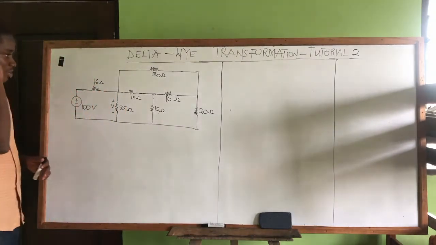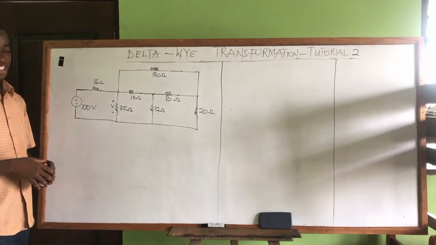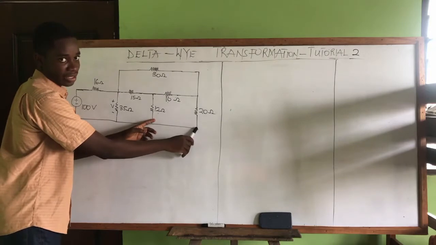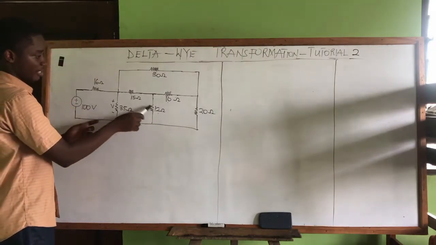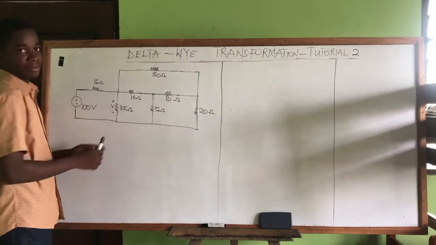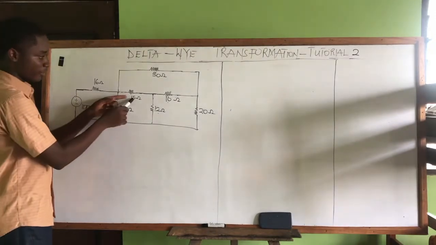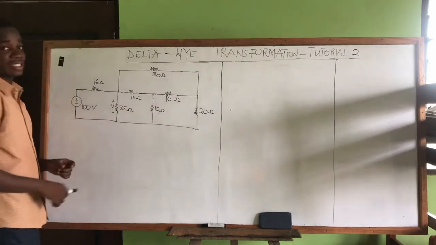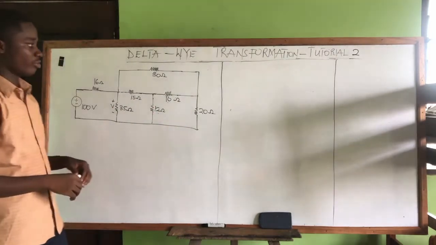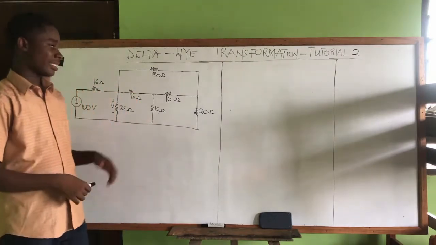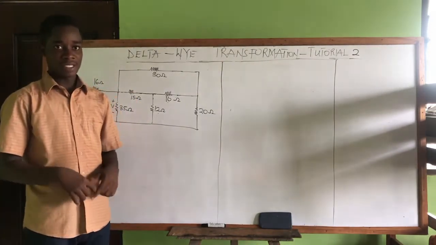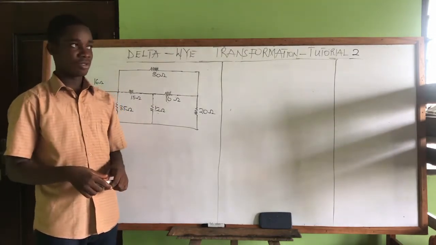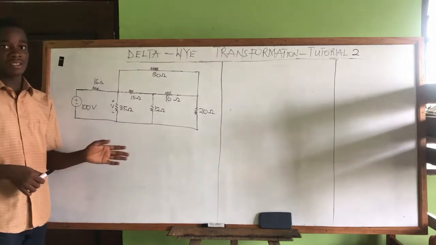So let's see, in this diagram we have a number of delta or pi shapes. This 12, 10 and 20, you can see it forms what? A pi or a delta. This 35, 15 and 12 also forms another pi. You can also see this 15, this 12 and this 10. It forms a Y shape or a T shape. So for the purpose of this tutorial, we are going to use the Y to delta transformation. In the next video to be uploaded, we will use the delta to Y transformation. So let's stick with the Y or T to delta.